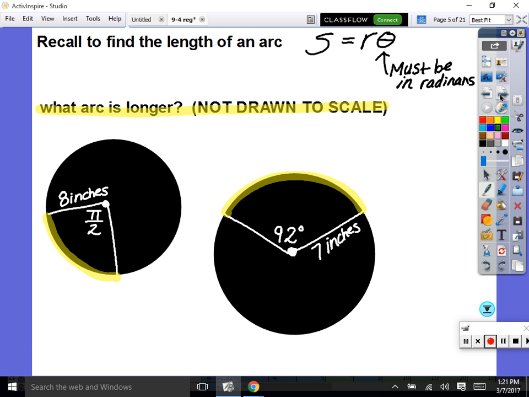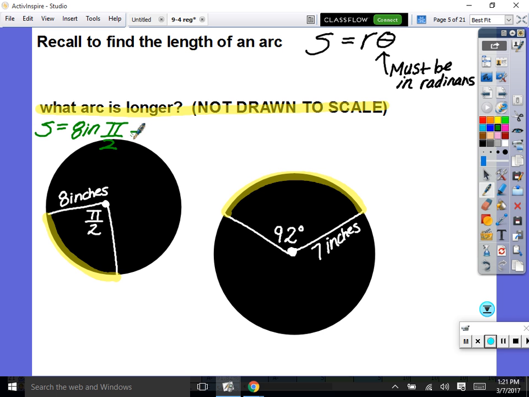So if I said to you on the test, it's a good example. It says, what arc is longer? Now, these are not drawn to scale. That means they're not drawn appropriate to size. So which length of which arc is longer? Let's do it. Length of the arc is our radius, which is 8 inches, times theta, which is pi halves. Now, isn't that already in radians? So we're good.